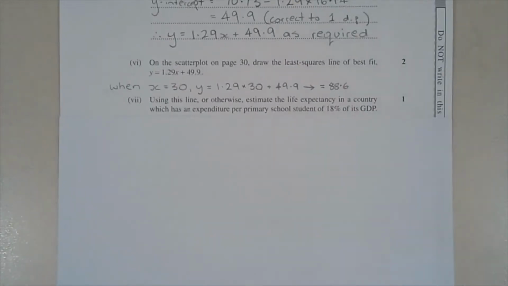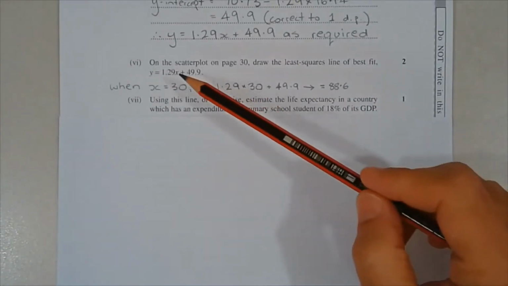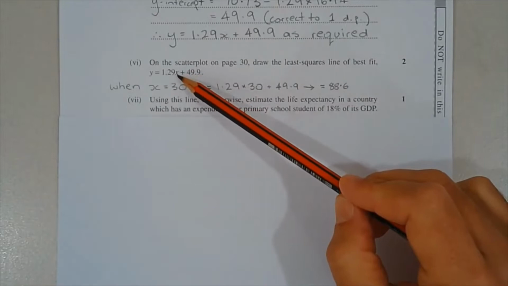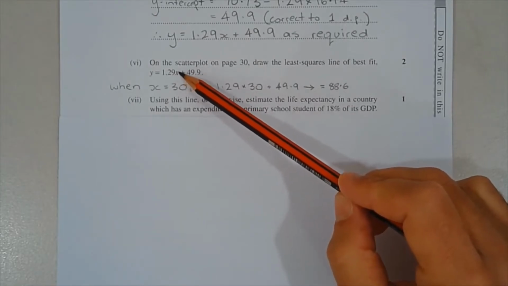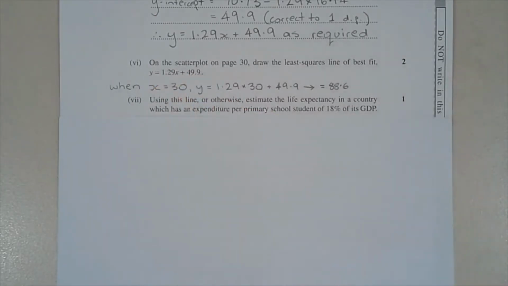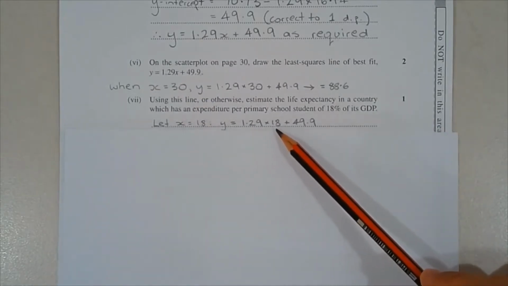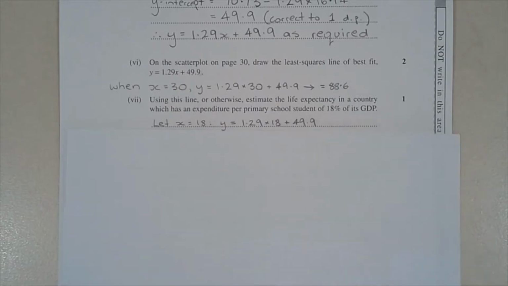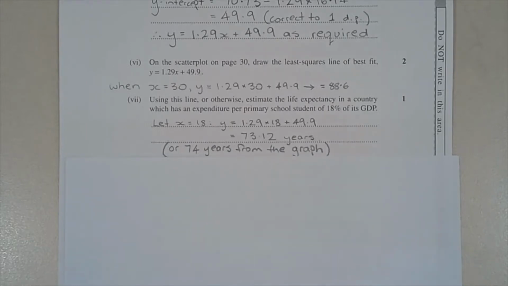The other way to work it out is using the algebra by substituting x equal 18 into the equation and then determining the value of y when x equals 18. So letting x equal 18, y equals 1.29 multiplied by 18 plus 49.9, and we get 73.12 years, or 73 years if you want to round it to the nearest whole number. Or if you use the line, it's 74 years from the graph.